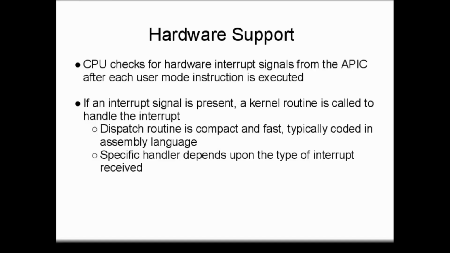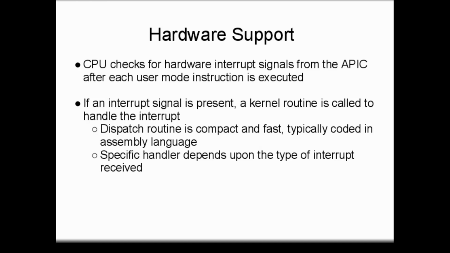At the hardware level, devices are connected either via traces on the motherboard or via a shared messaging bus to the advanced programmable interrupt controller. The CPU checks for hardware interrupt signals from this controller after each user mode instruction is processed. So after each instruction is executed, running some particular program on the system, the CPU actually checks to see if there are any interrupts that need to be processed.